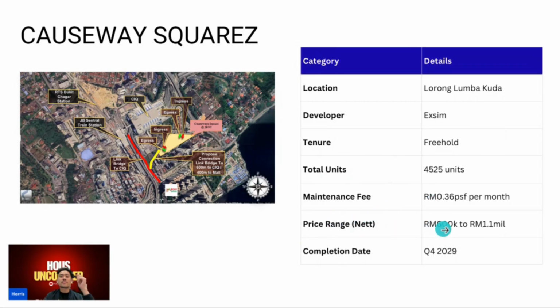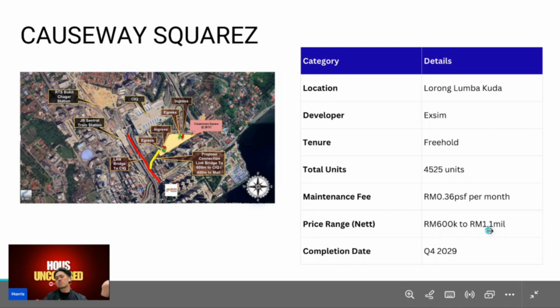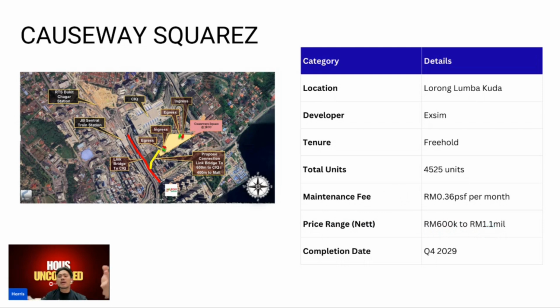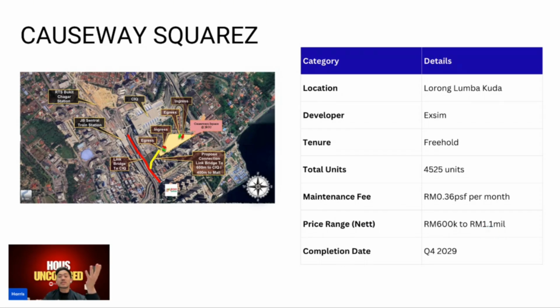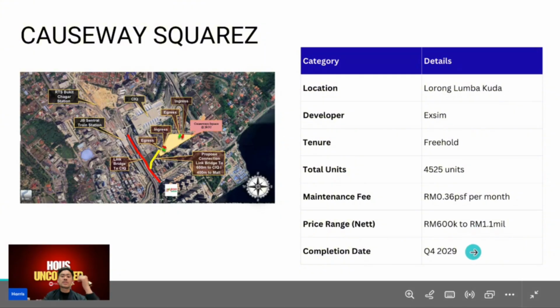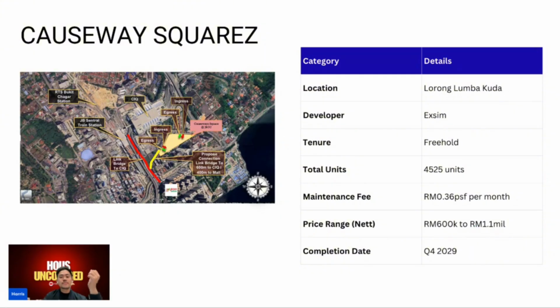And then the price range is from 600K to 1.1 million. I think also nothing very surprising, right? I find that this price is actually quite acceptable. I mean, even for foreigners, the minimum entry price is also 600K, right? And the completion date will be 2029 for the four towers. So it's another about four years. Okay, so this is roughly the overview.